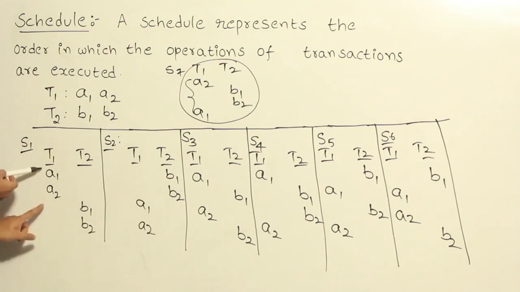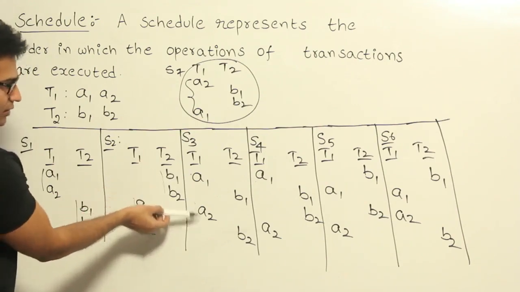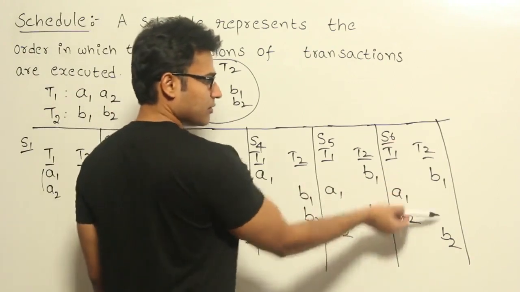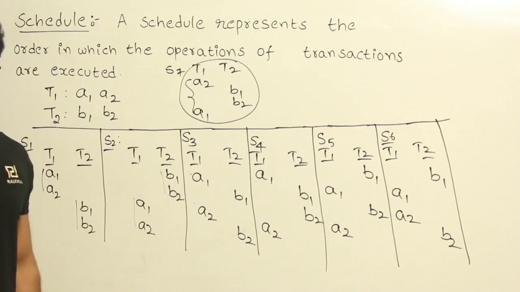Now if you look at this, the order is A1, A2 and B1, B2, right? Here also A1 and then A2, B1 and then B2. In every schedule, I'm following the order, right?